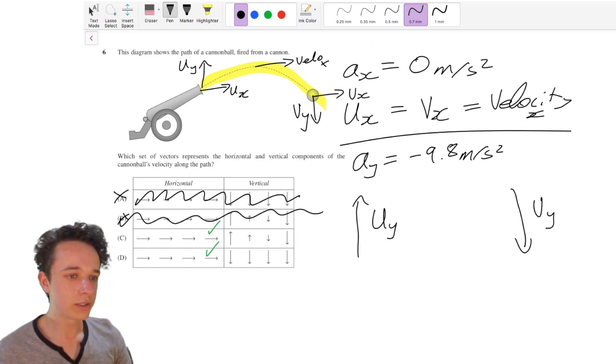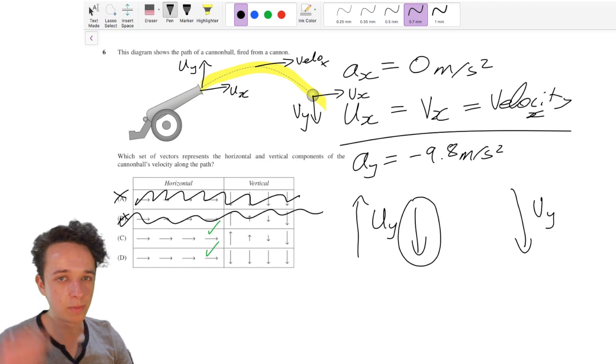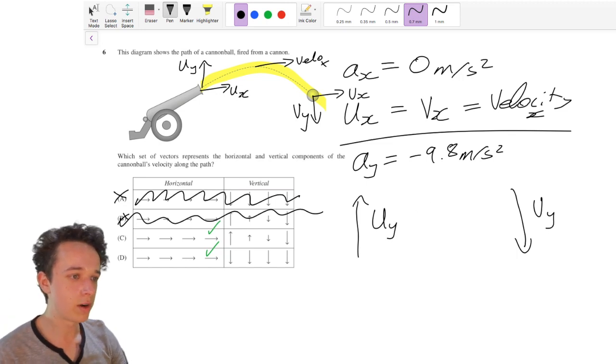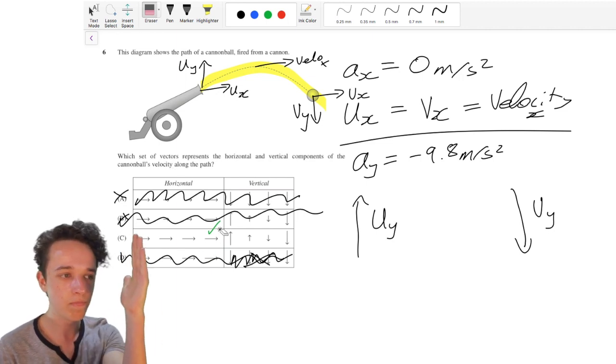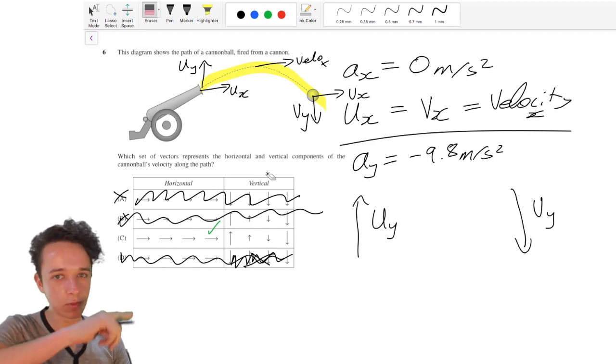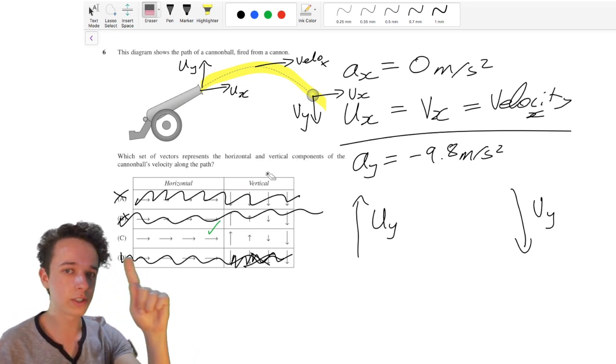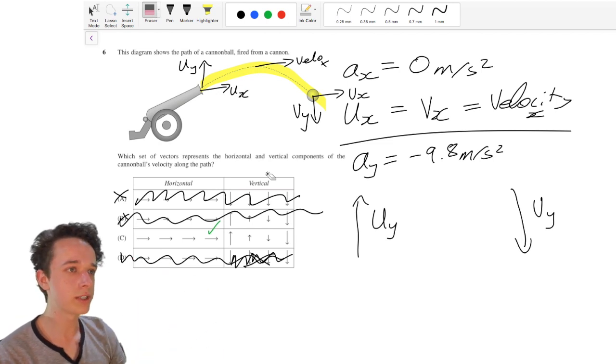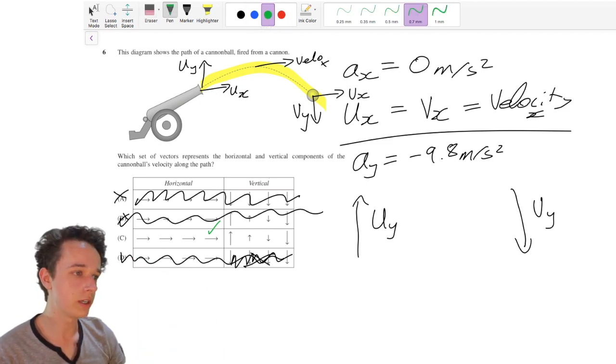Option D just has arrows of constant magnitude pointing down. So that's definitely not right because the velocity has to be changing because we have an acceleration in the y component. And option C looks correct because initially we start with a big positive vertical velocity and then a slightly smaller one, which is where the projectile is starting to curve. And then we have a slightly negative one and then a big negative one. So that makes sense. The correct answer here is C.